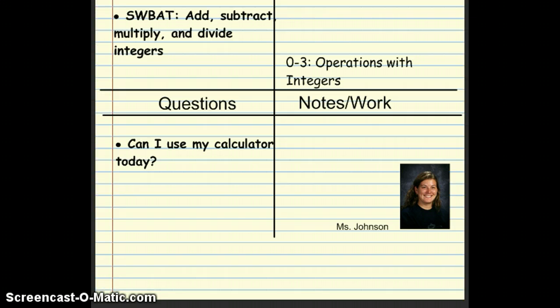Today we're going to work on operations with integers. Our SWABAT for today is we are going to add, subtract, multiply, and divide integers. And remember that integers are positive and negative numbers.